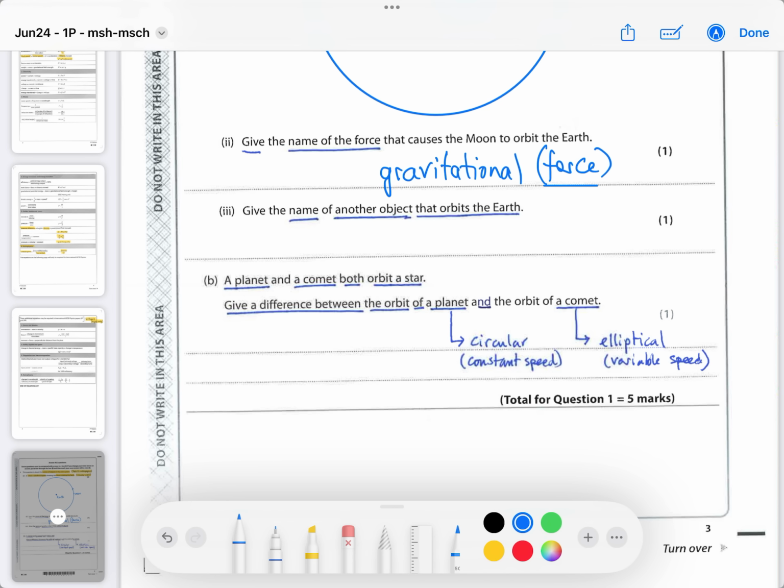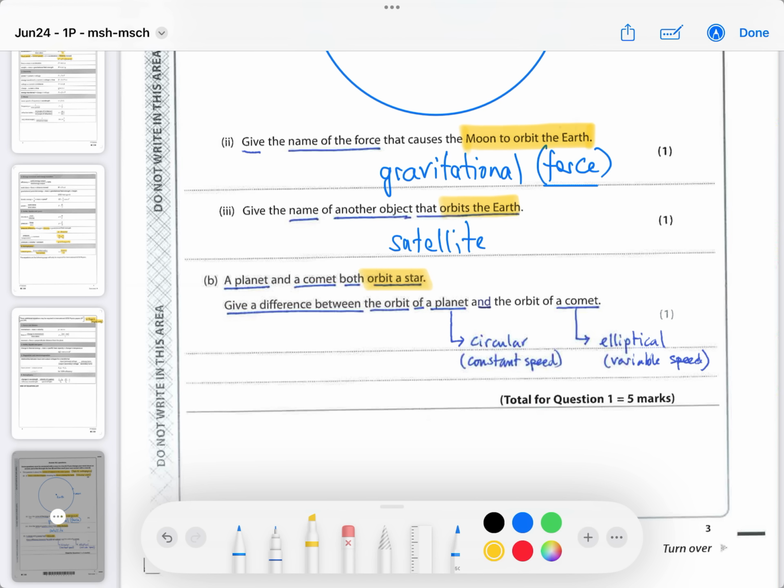All right, give the name of another object that orbits the Earth. So you could put a satellite. A satellite, put in by man, will orbit the Earth. A planet and a comet both orbit a star. So now instead of orbiting the Earth, we're looking at orbiting a star. Whereas the satellite orbits the Earth, the Moon orbits the Earth.